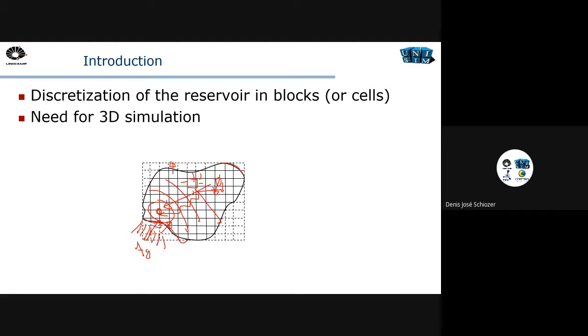We can also have a boundary condition that's not an aquifer, for example a fault, or a well, and so on. So not only are we going to discretize the model, but we're also going to put in the boundary conditions and the initial conditions to simulate that, okay?